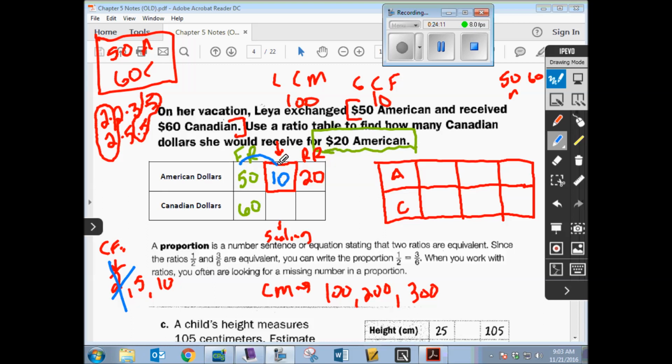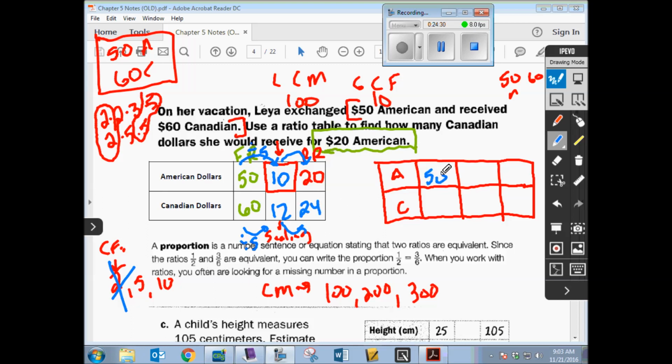What are we doing to our 50 American dollars? We're dividing it by 5, so then we need to divide this by 5. 60 divided by 5 would give us 12. There's our conversion. So we know that for every 10 American dollars, there's going to be 12 Canadian dollars. Now, we're just doubling the American dollars, so we just got to double the Canadian dollars to get 24.